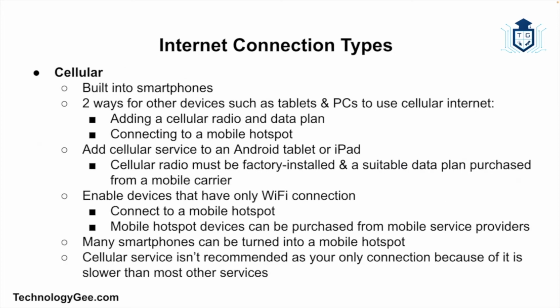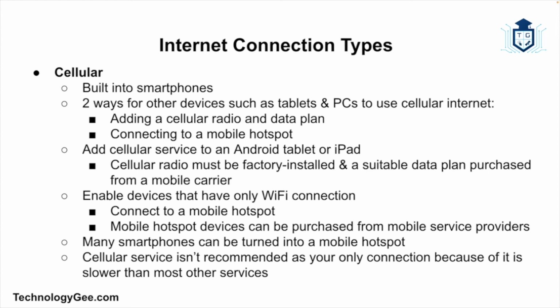Next, let's talk about a cellular internet connection. Cellular internet service is typically built into a smartphone. There are two ways for other devices such as tablets and PCs to use a cellular internet connection. They can do so by adding a cellular radio and data plan, or by connecting to a mobile hotspot. To add cellular service to an Android tablet or iPad, the cellular radio must be factory installed and a suitable data plan purchased from a mobile carrier.